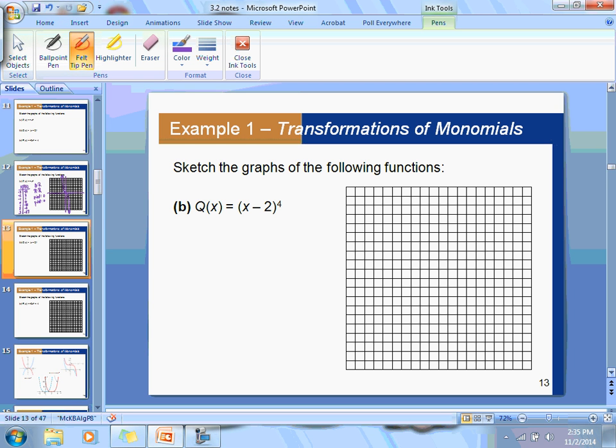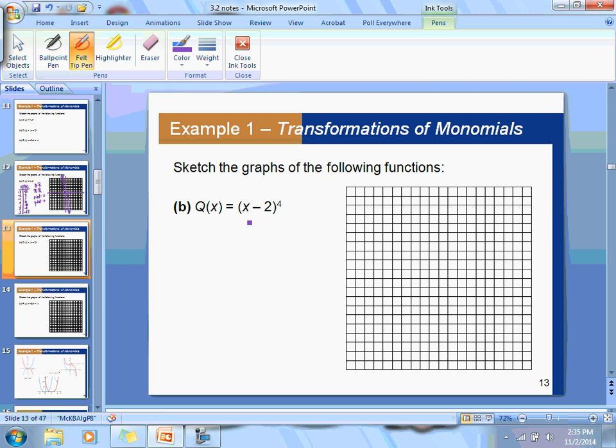Okay, part B. This time we have a polynomial that's a degree of 4. Now, if it was just x to the fourth, that would kind of look like a parabola. It would be really wide in the middle, but it would still be a parabola. It would be opening up because our lead coefficient is positive. But now we have this x minus 2 inside the parentheses with the x.